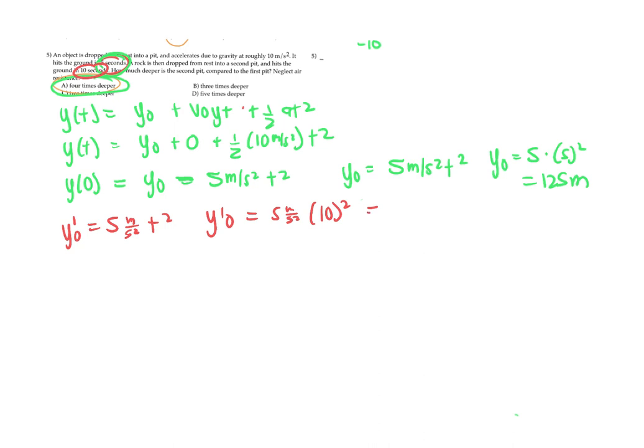So if we do this, it's 100 times 5, which equals 500 meters, and 125 times 4 gives us 500. So that means that the second pit is 4 times deeper.